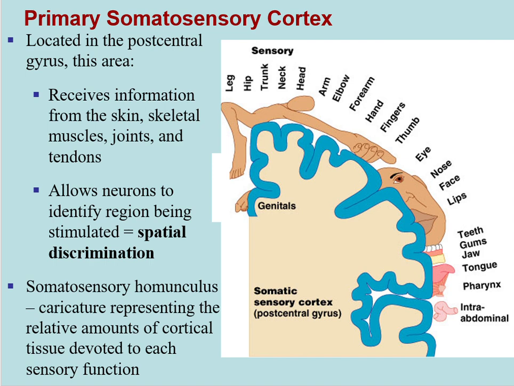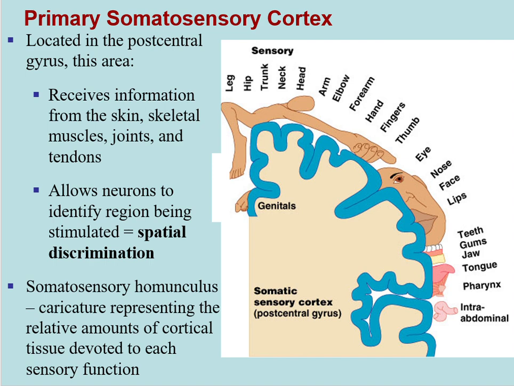Alright, so let's first start with the primary somatosensory cortex that's located in that postcentral gyrus. This is an area that receives sensory information, specifically about the body. So it's receiving information from the skin, skeletal muscle, joints, tendons, and it's allowing neurons bringing in that sensory information and communicating with higher order neurons to distinguish via spatial discrimination. So it's letting the body know where it is in space.